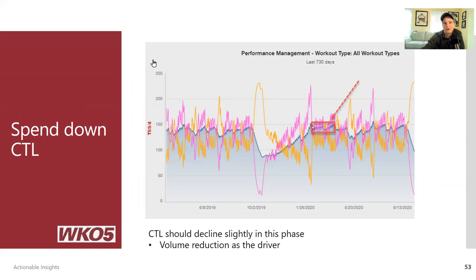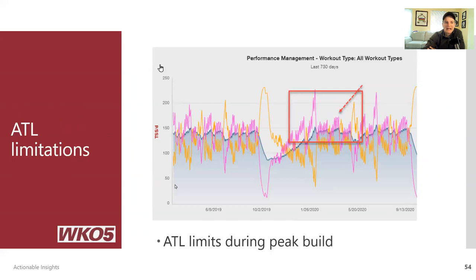But if you notice, two things are happening. We're beyond the CTL peak. I'm not really measuring CTL. I'm much more focused on ATL in this phase. CTL is just a result. I don't ignore it either, but it's not a driver. And I actually look at ATL limits during this phase. And if you have an athlete that's racing a lot, that's an excellent habit to build.